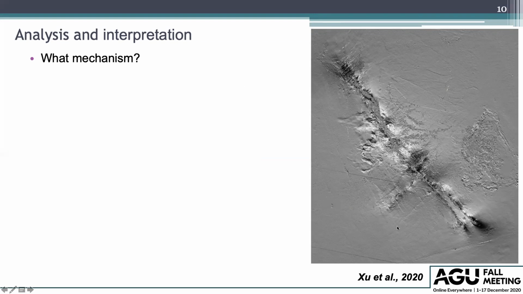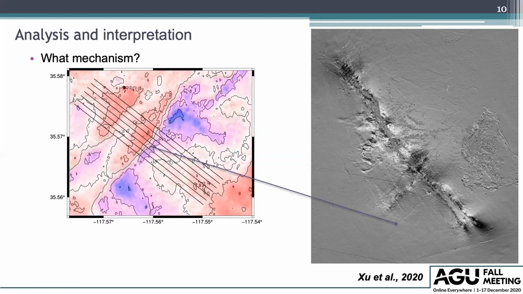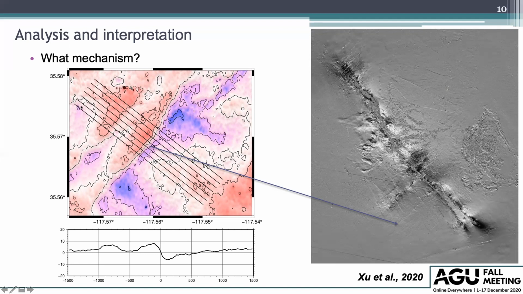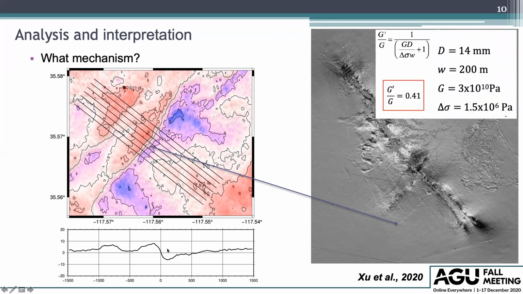To better understand what mechanism these fractures belong to, we did profile analysis on every segment of these fractures. So we take profiles, stack to reduce noise, and then measure the displacement amplitude and the deformation width. Then with the computed shear stress, we could compute the shear modulus ratio. In other words, the ratio of shear modulus in and outside the fault damage zone. What is shown here is an example.